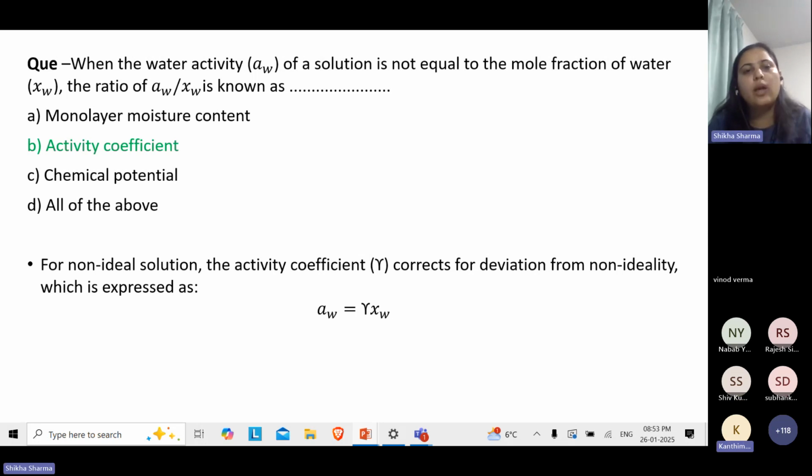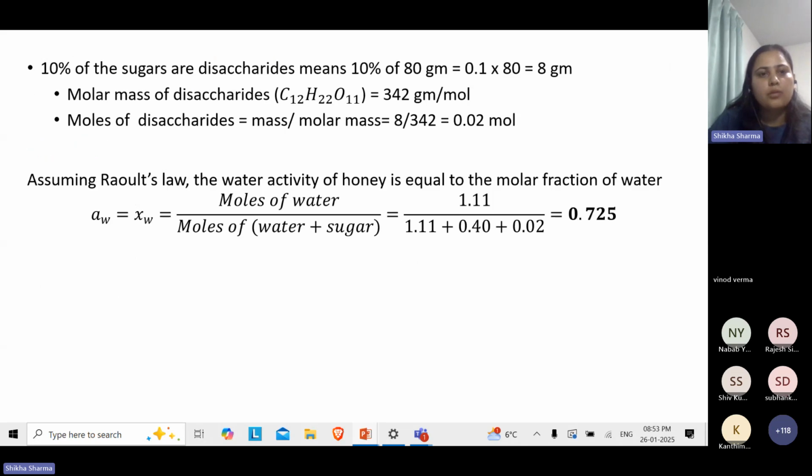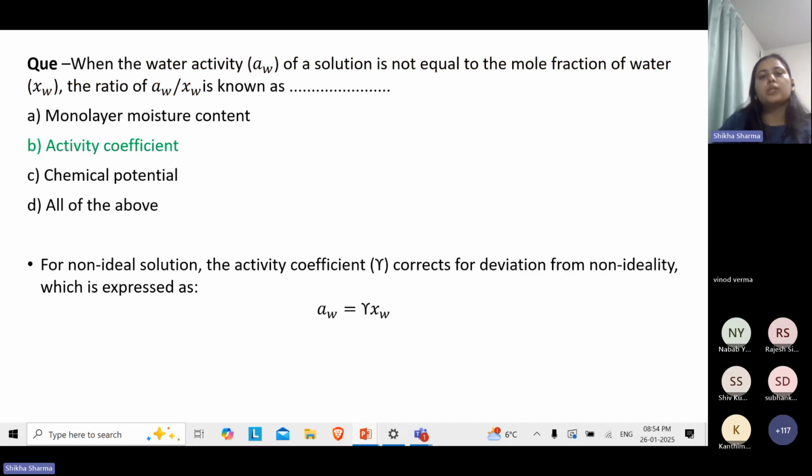Okay. So what happens is, in the case of the ideal solution, which follows Raoult's law, the water activity equals the mole fraction. From this formula we can calculate the mole fraction, which is the moles of water divided by the total number of moles: the moles of water, protein, carbohydrates, any component in the food. So it equals the mole fraction, and it gives the result for the water activity also. But if our solution is not following Raoult's law, then it becomes a non-ideal solution. In this case, the activity coefficient comes into the picture.